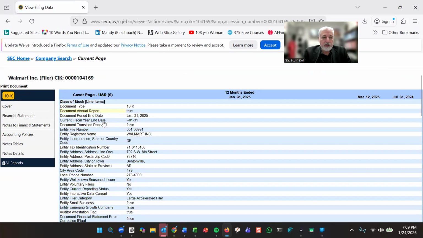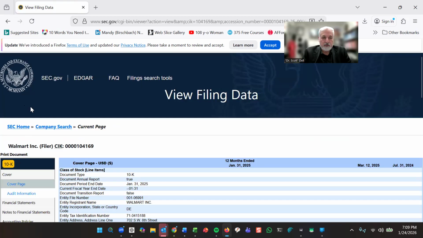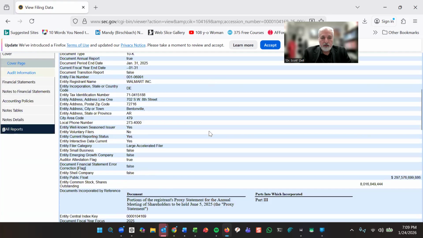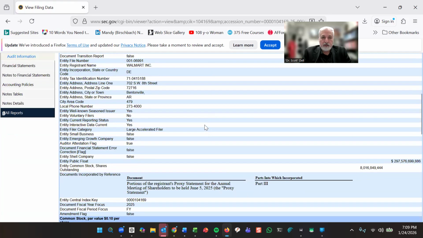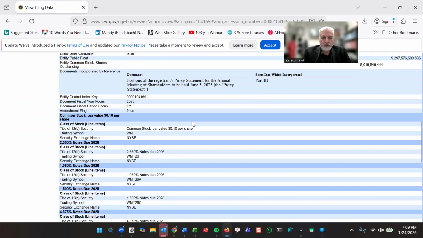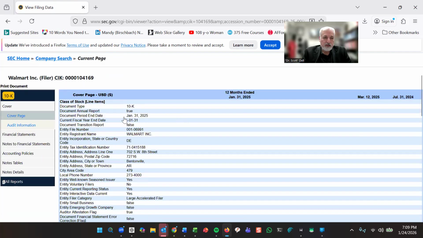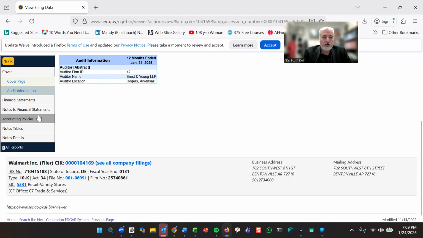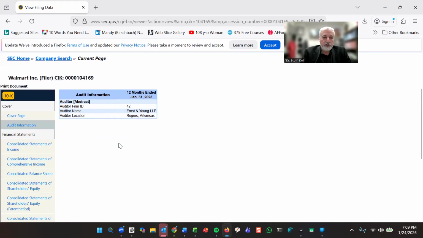Interactive data allows me to see the cover. There's a cover sheet, cover page. So I'll go down, document type. It's Bentonville, Arkansas, some background information, but that's not really what I want. Audit information. Let's see who the auditor is. Oh, EY, my alma mater. So Ernst & Young is the auditor, one of the big four CPA firms. That's good to see. But now I'm going to go to financial statements.